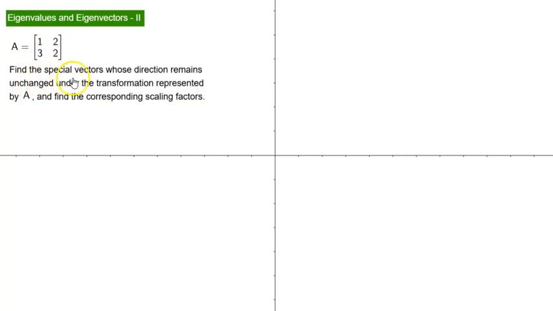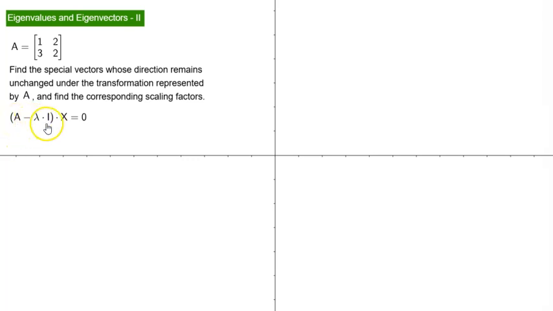Let us solve some problems related to eigenvalues and eigenvectors. So we are given a transformation matrix A equal to [1, 2; 3, 2]. Now we have to find the special vectors whose direction remains unchanged under the transformation represented by A, and find the corresponding scaling factors. So we have already seen how to solve such type of problems.